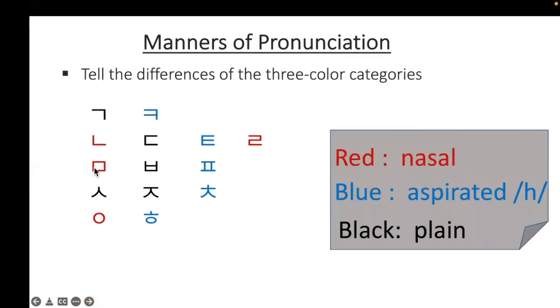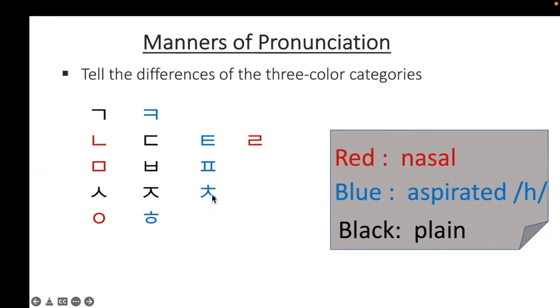Well, the red ones, nu, mu, lu. These are the nasal. You can squeeze your nose and then try to pronounce these red ones. Then you can find it uncomfortable to pronounce, which means those consonants in red are using your nose. So they are nasal.